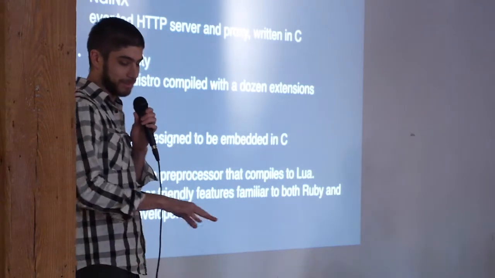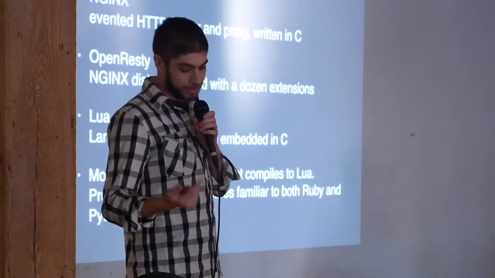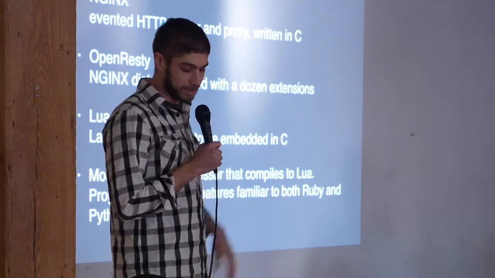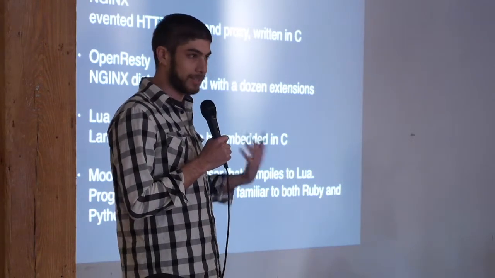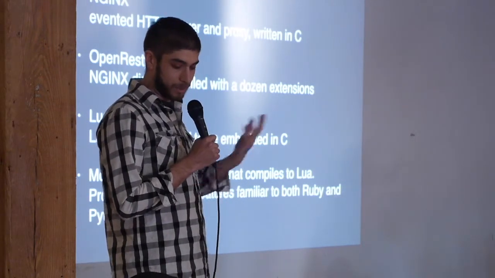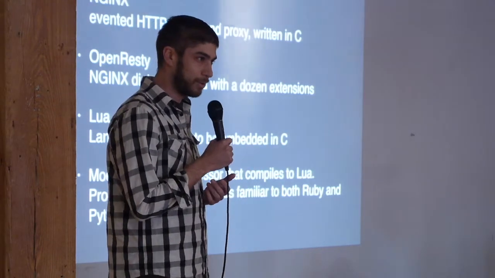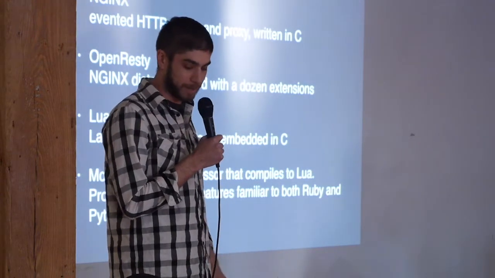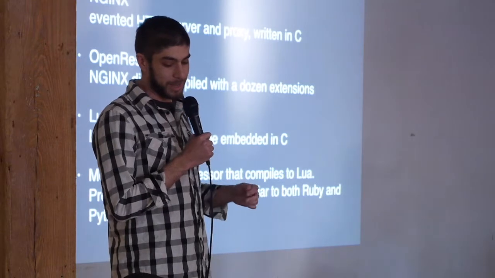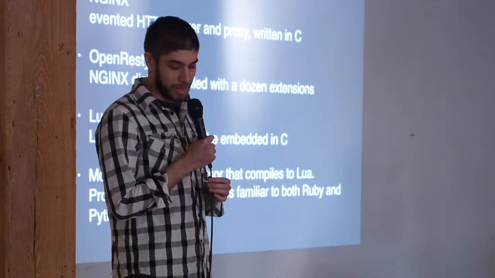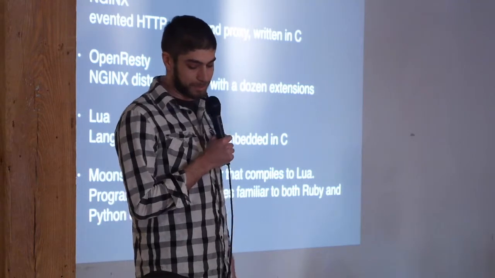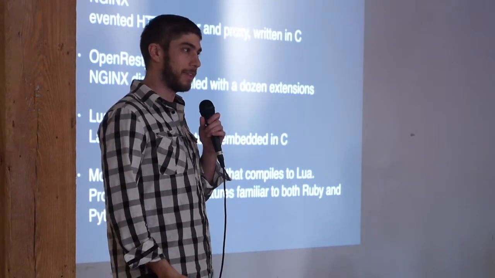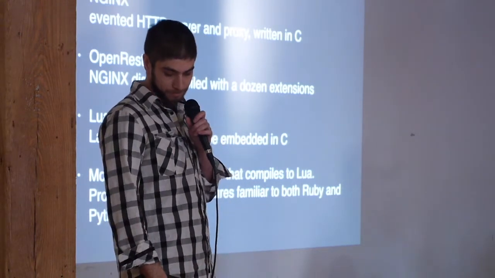Before I go any further, I'd like to just throw out some definitions. Nginx is an evented web server and proxy written in C. OpenResty is a distribution of Nginx, which has a bunch of extensions compiled into it. Lua is a language similar to JavaScript in that it's prototype-based, but it is small and designed to be embedded in C programs. And Moonscript is a preprocessor, much like CoffeeScript, that will compile to Lua. Because Lua is kind of a small language, Moonscript gives you a lot of the nice things that you're used to in Ruby or Python.